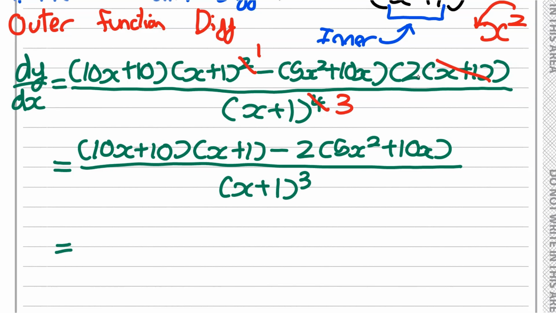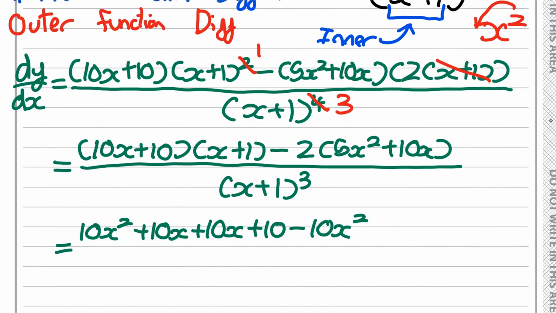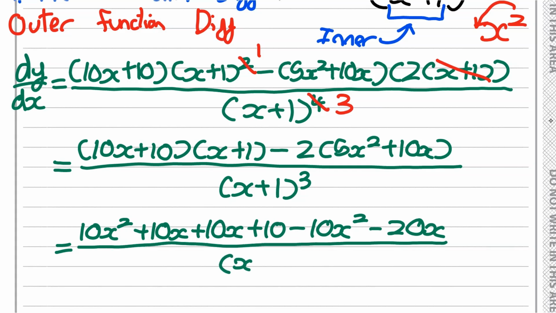If we expand everything on the top here, if we start with this here, it's going to be 10x times x, which is going to be 10x squared, and then 10 times x, which is going to be 10x, and then 10x times 1, which is going to be 10x, and 10 times 1, which is plus 10 like this here, and then it's going to be minus 2 times 5x squared, which is going to be 10x squared, and minus 2 times 10x, which is going to be minus 20x like this here. All of this is over x plus 1 to the power of 3.